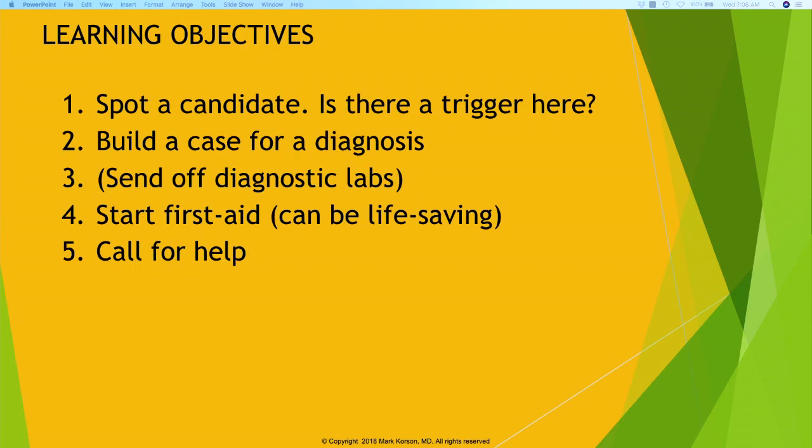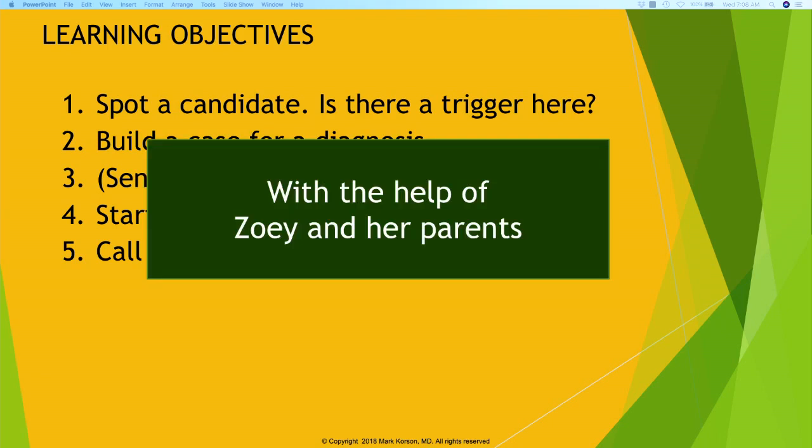Practically, the objectives are how to spot a candidate, what might be the triggers, how do you build a case for a diagnosis, what labs do you need, how you can start first aid, which can be life-saving, and who to call for help. And again, we are all very fortunate to have Zoe's parents with us this morning.